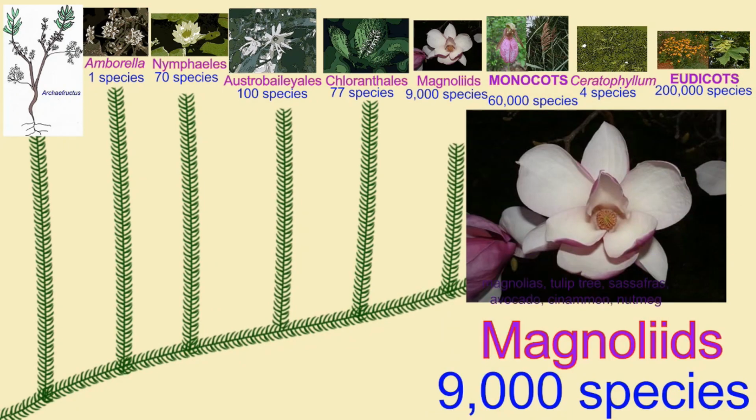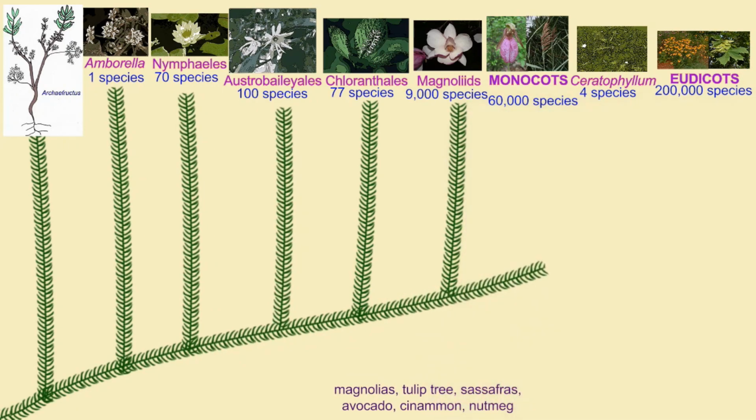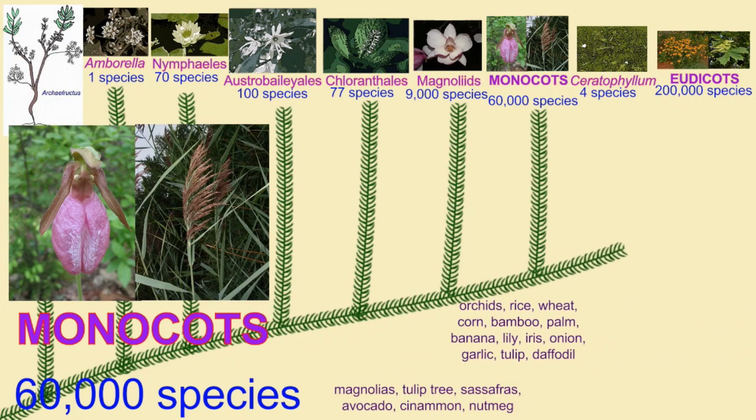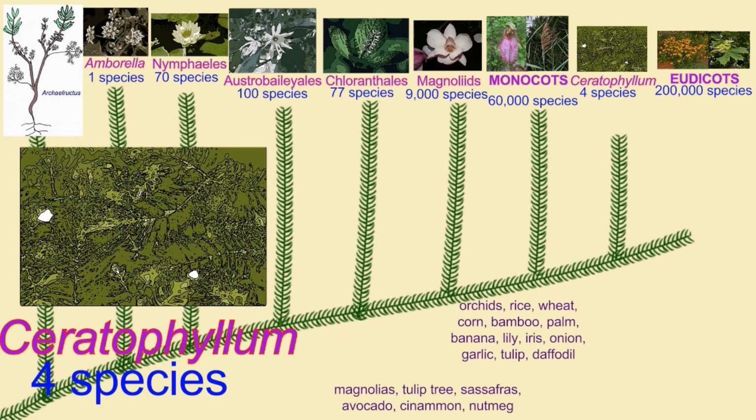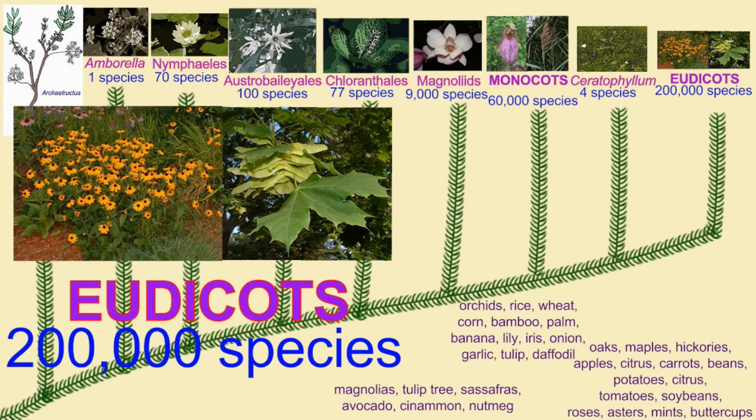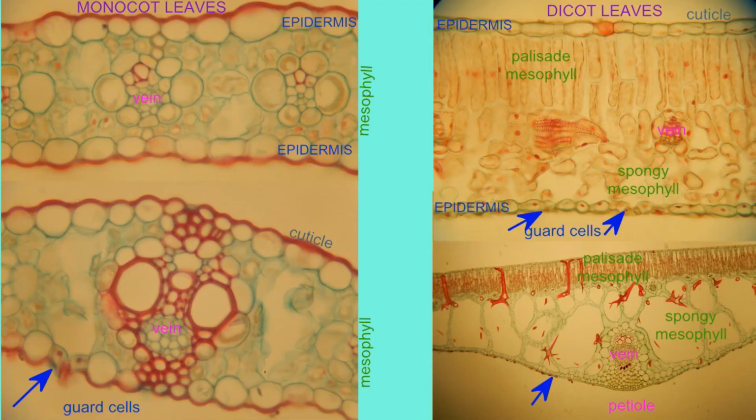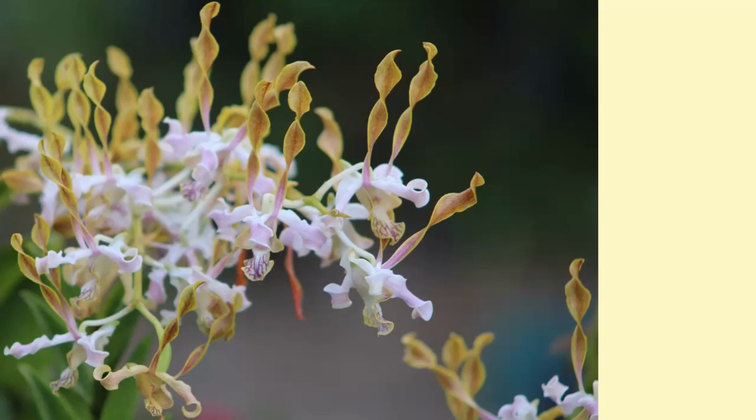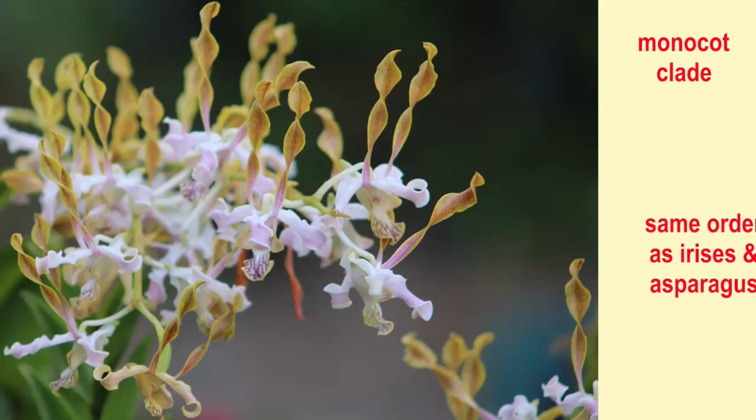By the late Mesozoic era, the flowering plants had produced two great clades of species. One clade is known as the monocots, and that is distinct from the more common dicots. These two clades are typically different in the shape of their leaves, their roots, and their stems. Orchids are monocots, which are classified in the same order as irises and asparagus.